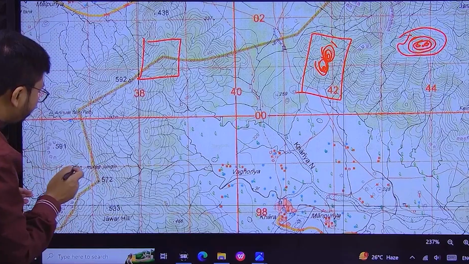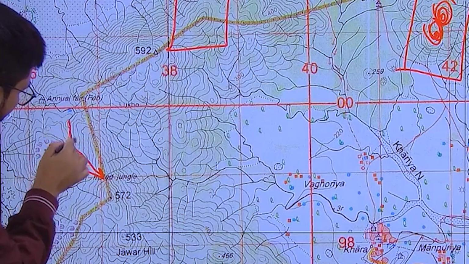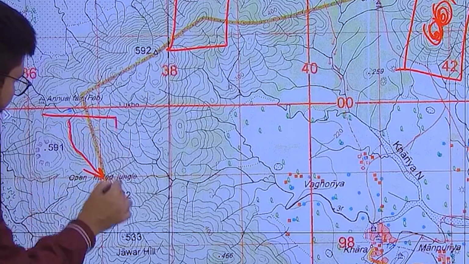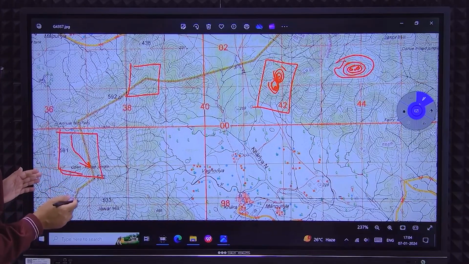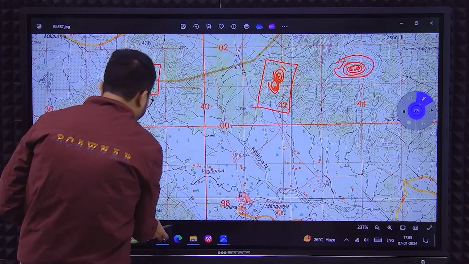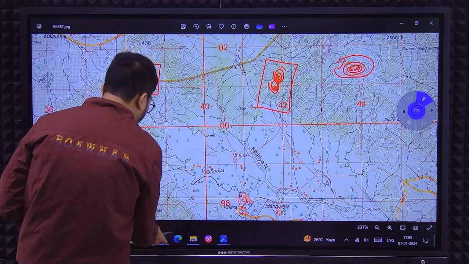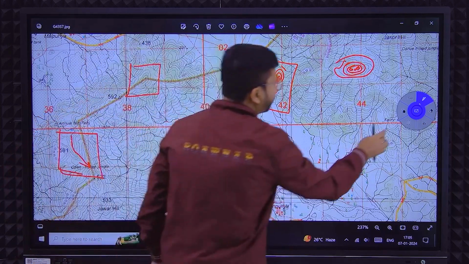Another thing, the water divide. Here the contour lines are there, so you can see the water divide, right? Those are the things you need to know. You have to identify the landforms according to that, right?